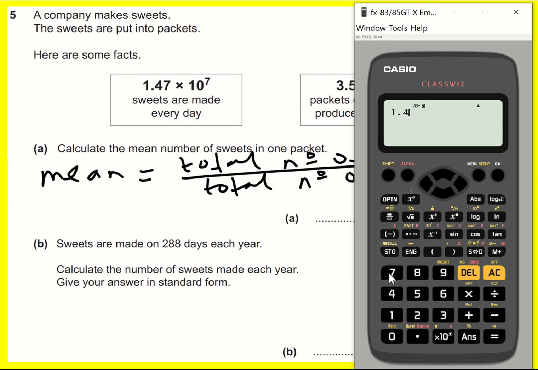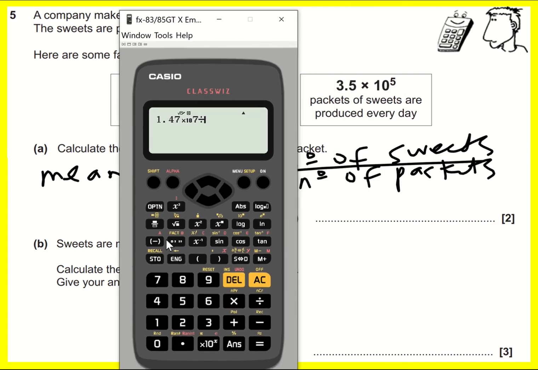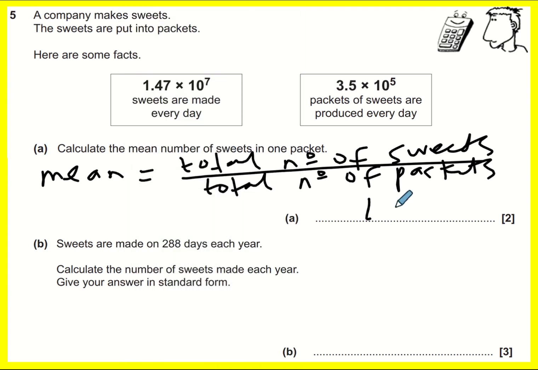1.47 times 10 to the power of 7. Okay, we can use the standard form button. Divided by 3.5 times 10 to the 5. That equals 42. You could maybe show an extra line of working with this divided by this in it, but I think it's okay to leave it like that. Interestingly, this is a nice whole number. You wouldn't necessarily expect that for the mean number, but hey, that's what it is.